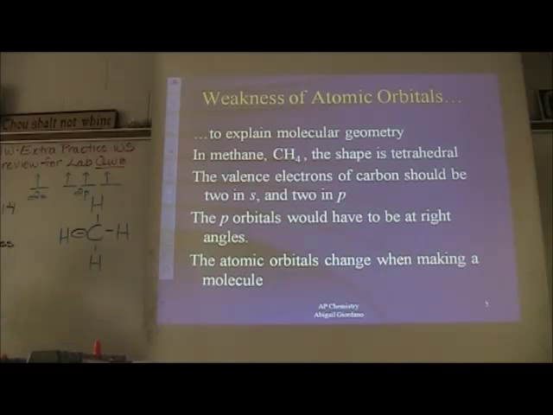Okay. Here's my second question to you. All right? Agree or disagree? These 4 bonds are identical. Agree or disagree? Agree. I would agree. Okay.